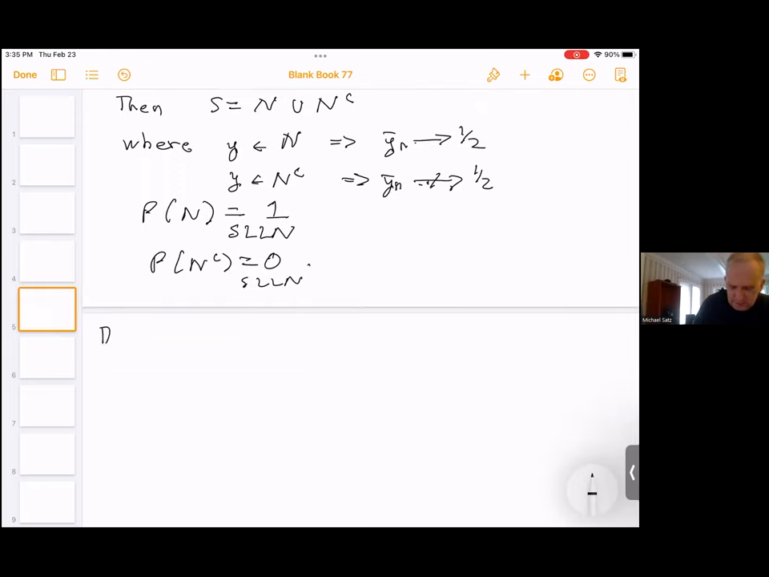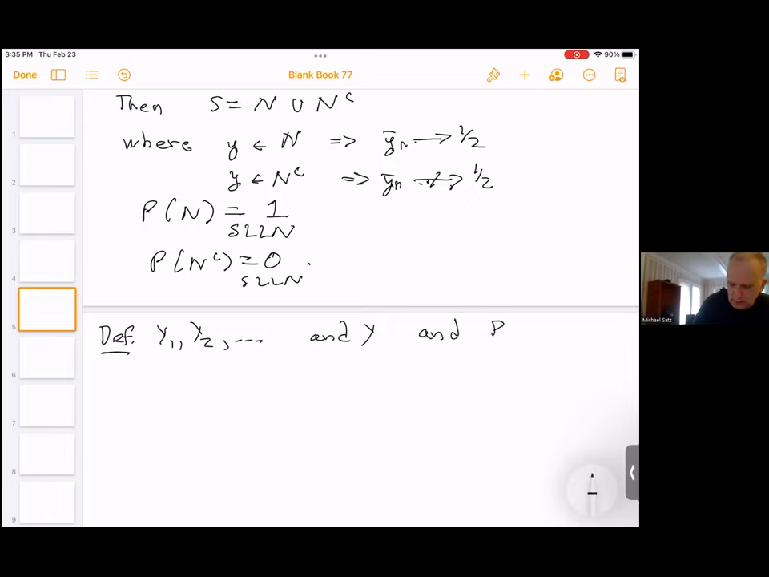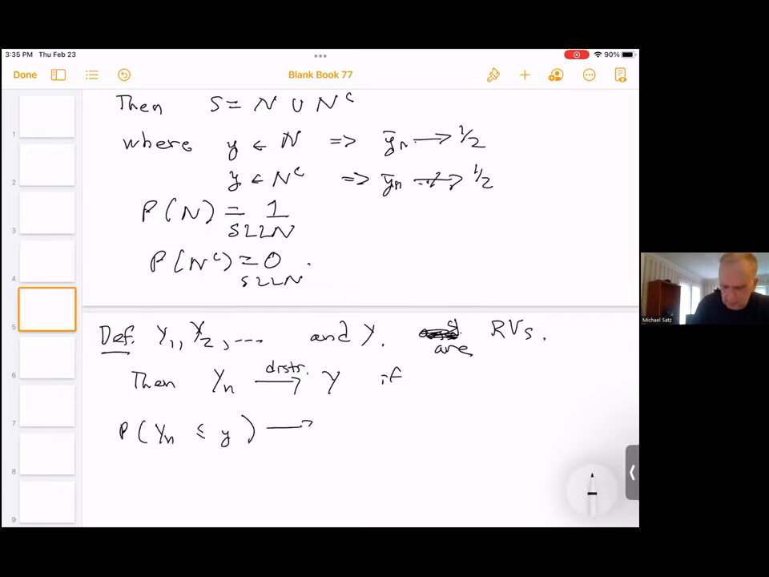Okay, new definition. Last type of distribution. Suppose Y1, Y2, ..., and Y are random variables. For this one, we want them to be random variables. Then Yn converges in distribution to Y if the CDFs converge. If the probability Yn is less than or equal to little y converges to the probability Y is less than or equal to little y as n goes to infinity.